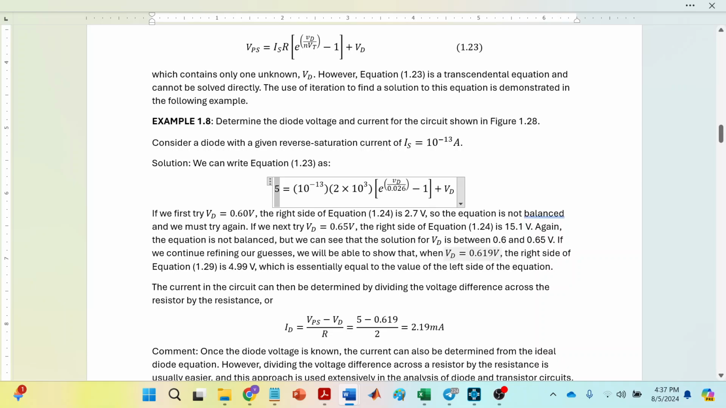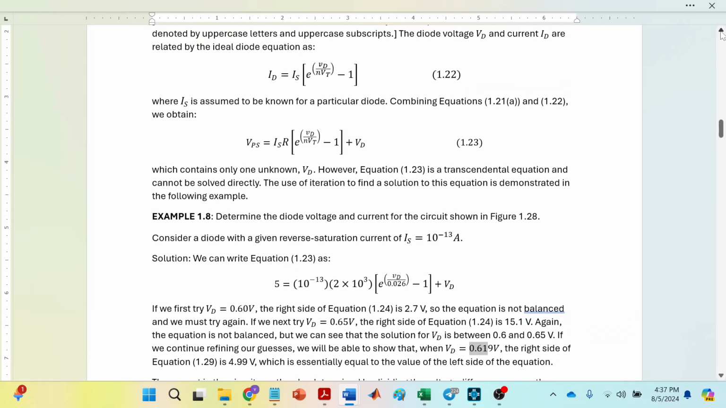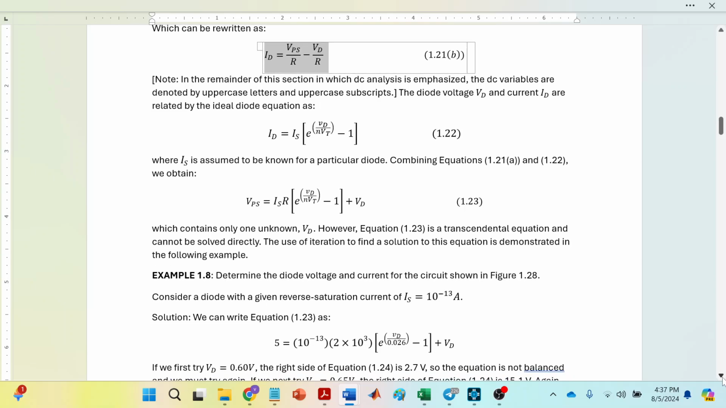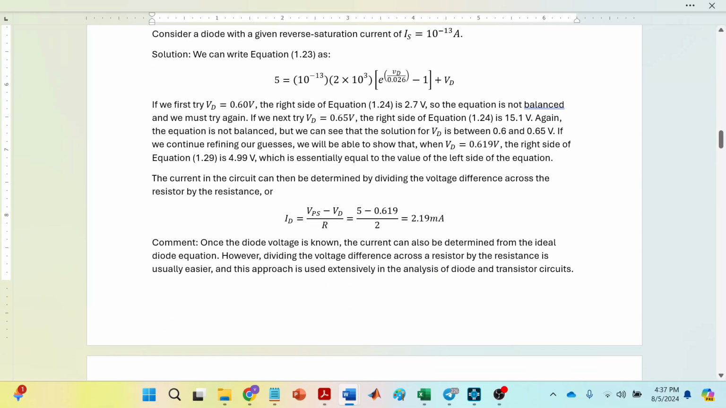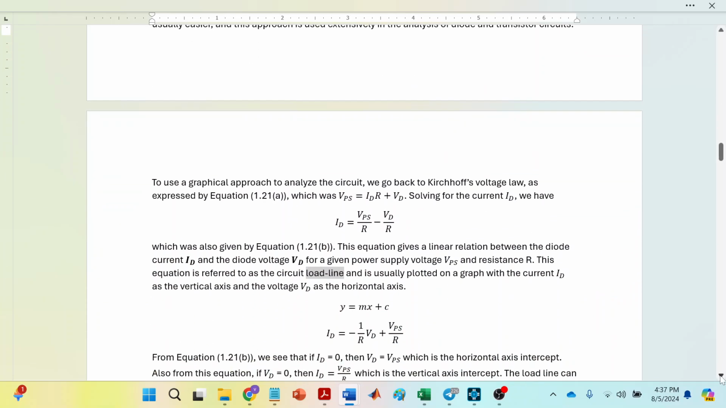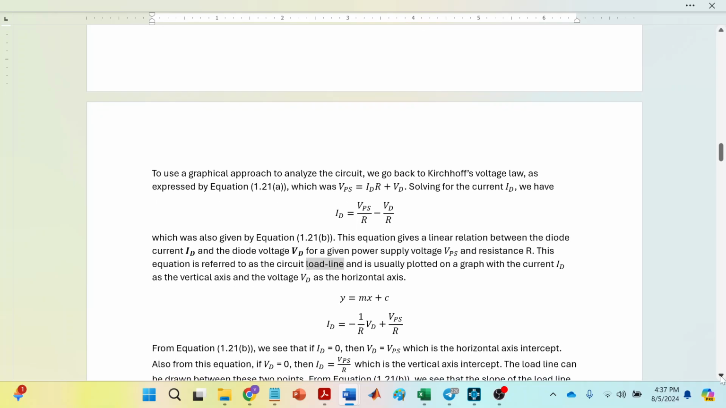So through trial and error we've gotten the VD. In order to get the value of the current, you can just simply substitute VD either into this equation or into this equation, but this equation is much simpler, but both of them will arrive at the same answer. When we do just that, we arrive at 2.19 milliamp.